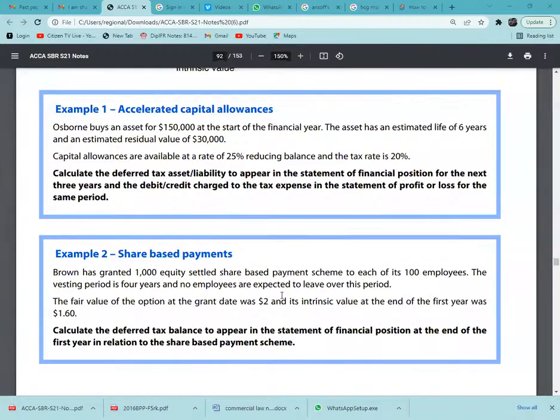Okay. Let me get a minute first, give me the carrying value. Give me the carrying value in this particular case. The carrying value of the share-based payment.